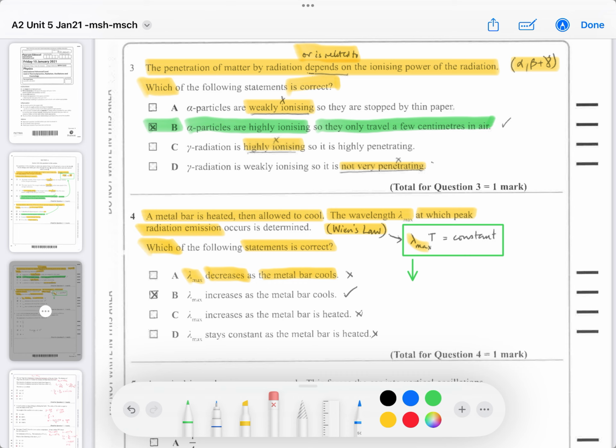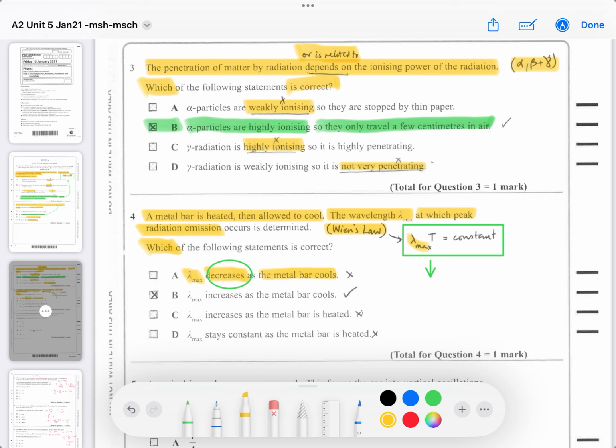So as temperature goes down, you've got to draw your arrows very carefully with this Apple pencil. As temperature goes down, what's going to happen to the wavelength? The wavelength will increase. If temperature goes down, lambda must increase. Lambda should not decrease. So this is where it's wrong. And then B is the correct one, so we'll come back to it.